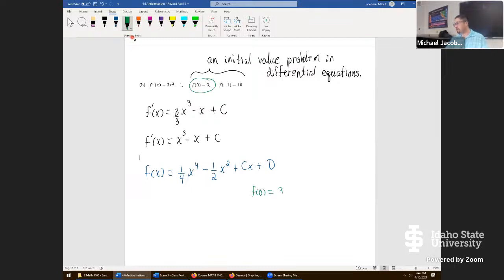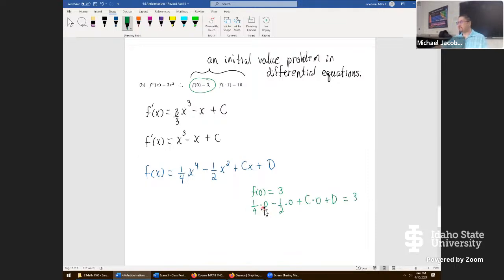f of 0 equals 3. First thing I would do is just say, what does that mean? We're referring to the original function f. And so we're plugging 0 into all these three positions where x exists. So it'll be an equation: 1/4 times 0 minus 1/2 times 0 plus c times 0 plus d equals 3.